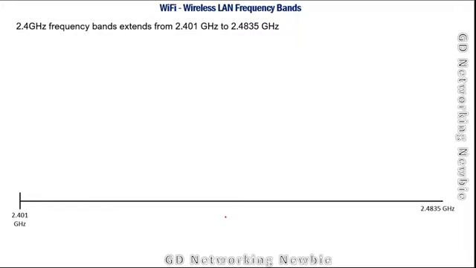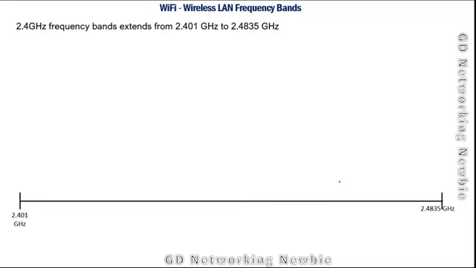When we say band, a band is a range of frequencies. For example, when we say Wi-Fi operates in the 2.4 gigahertz band, we mean it operates in a frequency range, and that range extends from 2.40, as you can see here, all the way to 2.4835. That's the frequency range in which these Wi-Fi devices operate.